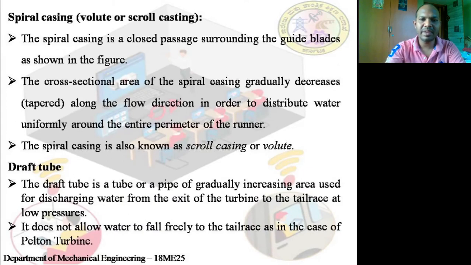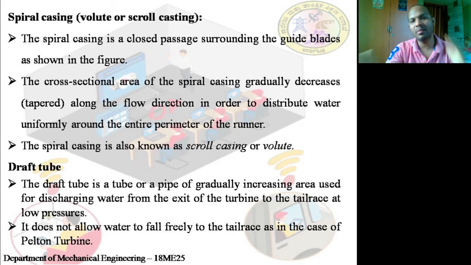Now the spiral casing is also known as a scroll casing or a volute. Draft tube is one of the important factors in the reaction turbines. The draft tube is a tube or a pipe of gradually increasing area used for discharging the wastewater after striking the blades. So what happens from the exit of the turbine to the tail race at the low pressures? It does not allow the water to fall freely to the tail race as in case of a Pelton turbine.